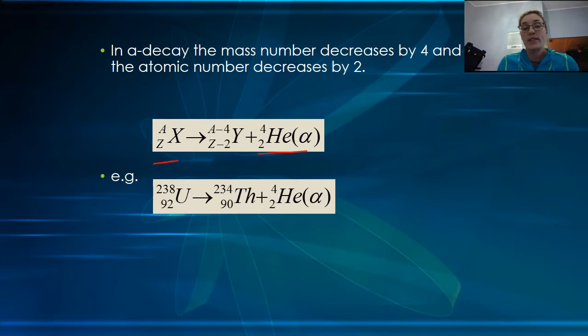So a real example, rather than having pluses and minuses, is uranium-238 undergoing decay to thorium-234. You can see there that the thorium has 4 less of its mass number and 2 less of its atomic number, because it has ejected this alpha particle, or this helium nucleus, where you can find the missing numbers.